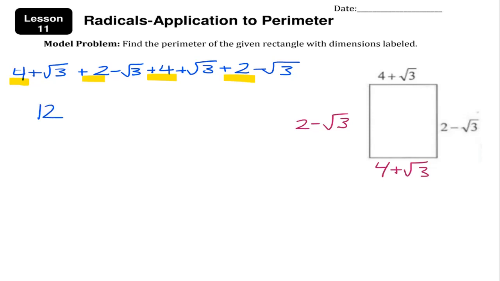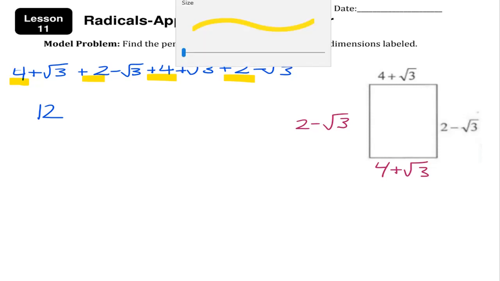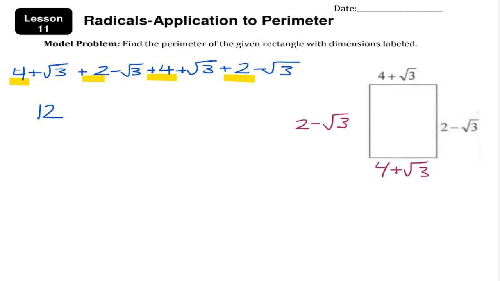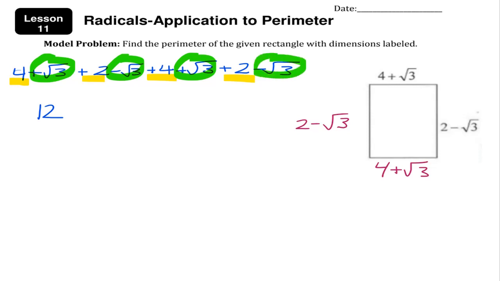And now I'm going to change my highlighter color. I also see, and it's a good idea to circle, I have square root of 3, I have a negative square root of 3, I have square root of 3, and I have a negative square root of 3. It might also be a good idea, just for this problem, to add in my coefficients, which are just 1. There's a 1 in the front of this, there's a 1 in the front of this, a 1 here, and there's a 1 here.